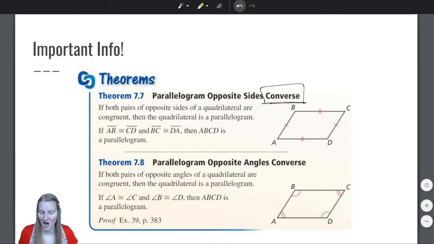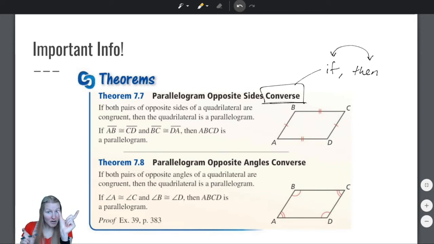So we're switching the if and the then. That's what the converse does, it takes the if part of the statement, the hypothesis, and the then part of the statement, the conclusion, and we're switching the hypothesis and the conclusion.